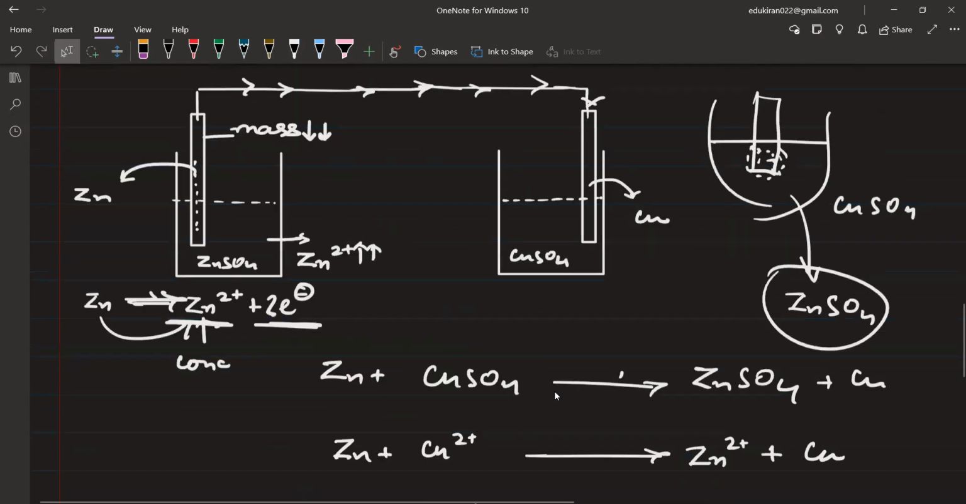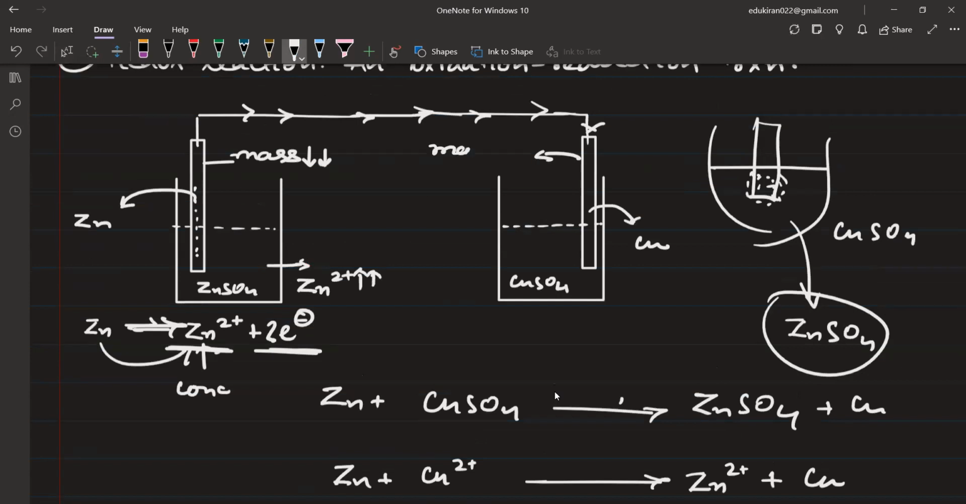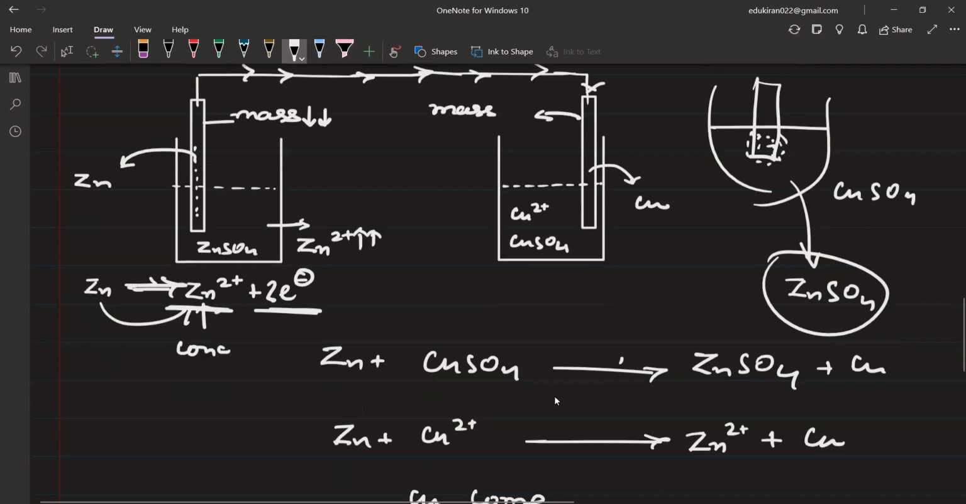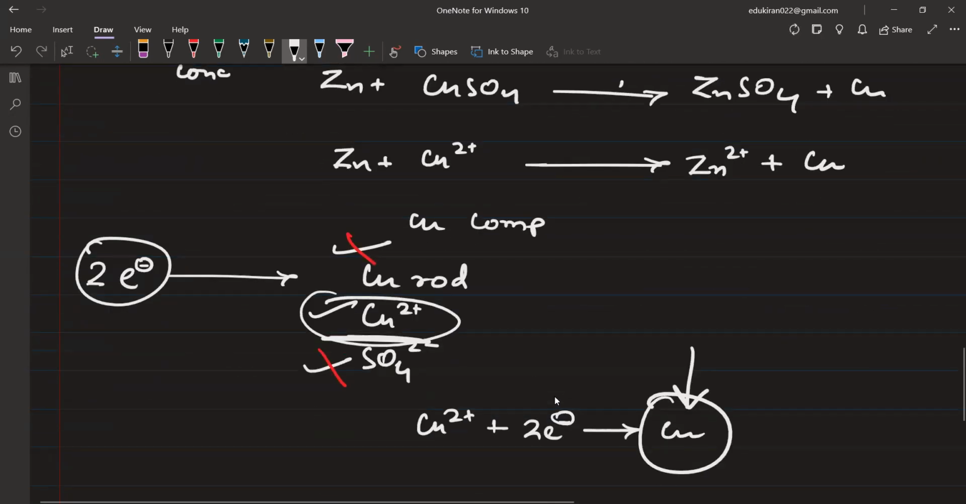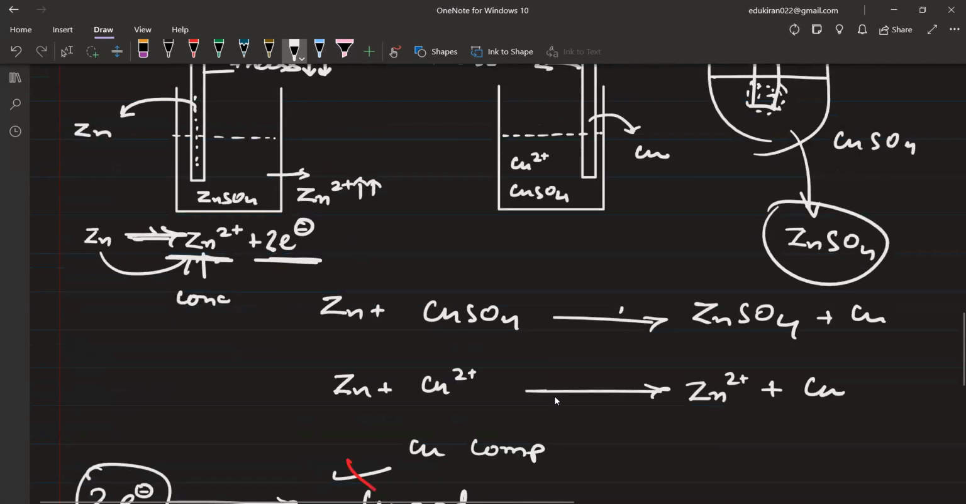Can you tell me what is happening to the mass here? Is the mass of copper increasing or decreasing? The copper 2 plus from this solution is eating the 2 electrons and getting deposited as copper. So will the mass of this rod increase or decrease? Decrease... sorry, it will increase, right? Because see what is forming here: copper is forming.